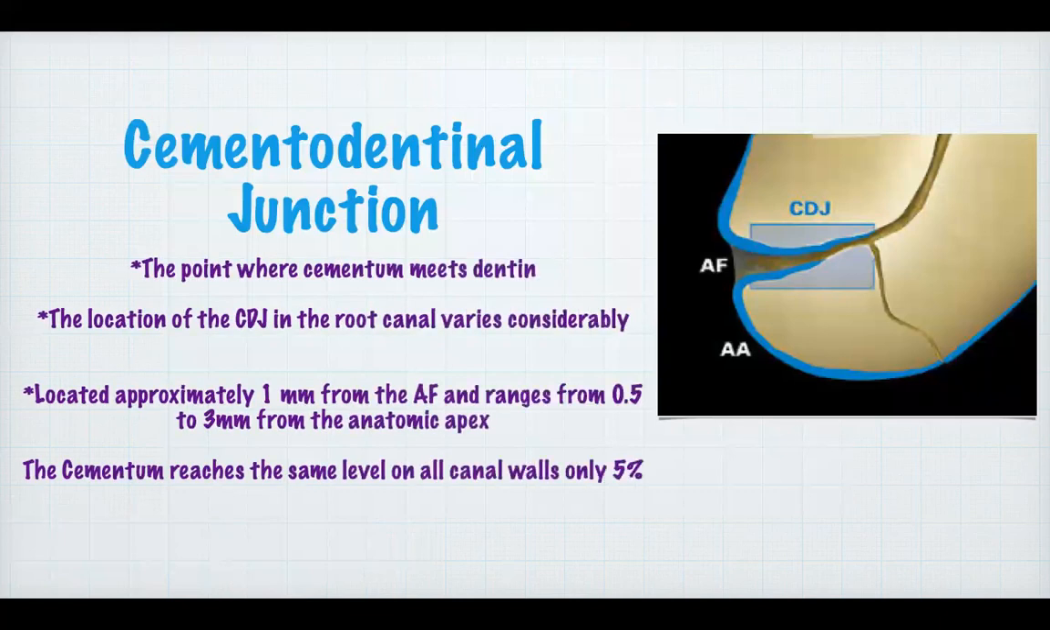Coming to the cemento-dentinal junction, it is a point where cementum and dentin meet. The location of the CDJ in the root canal varies considerably. Here in the picture you can see the location of the CDJ is not at the same place. It is located 1 mm from the apical foramen and ranges from 0.5 to 3 mm from the anatomic apex. The cementum reaches the same level on all canal walls only in 5% of the cases. Again, this is a question which can come in your exam.